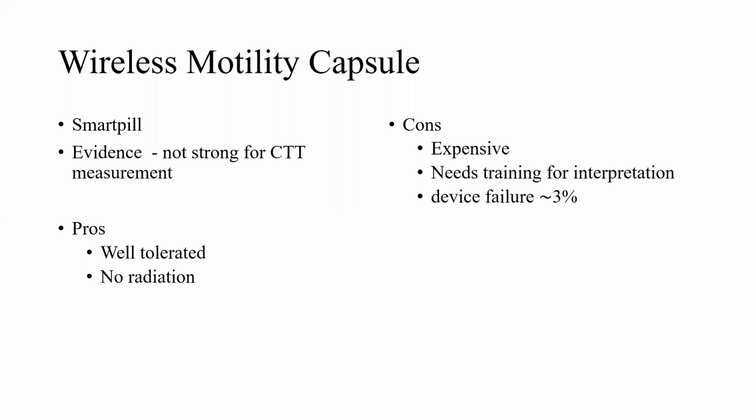The other modality would be the wireless motility capsule, also known as smart capsule. However, in fact, there are some that mention that the evidence is not really strong for CTT. The advantage is it's quite well tolerated, does not require radiation. However, it's quite expensive and needs training for interpretation. There's also a 3% risk of the capsule failing.